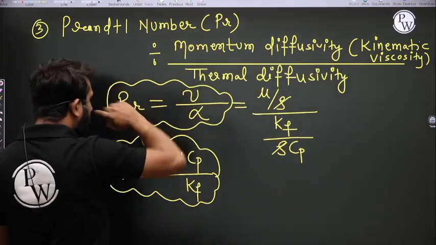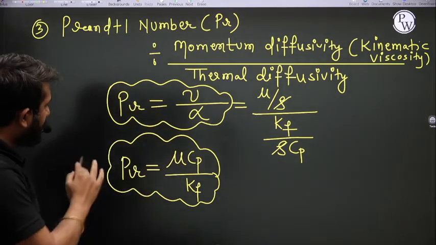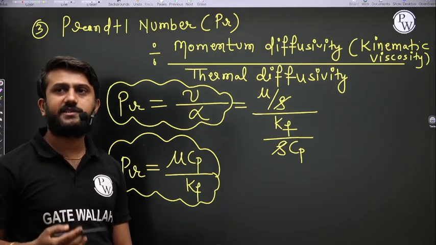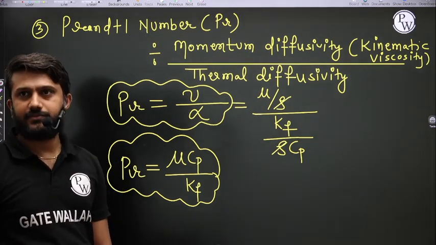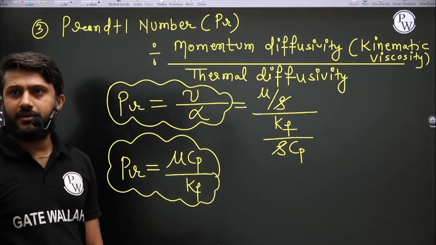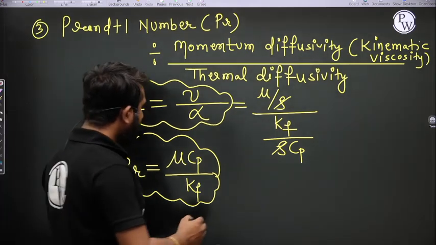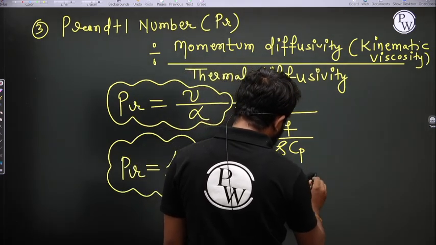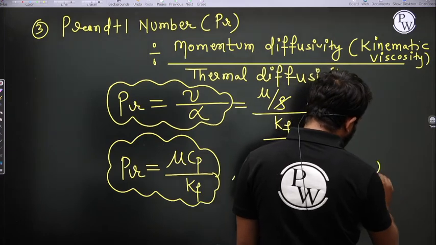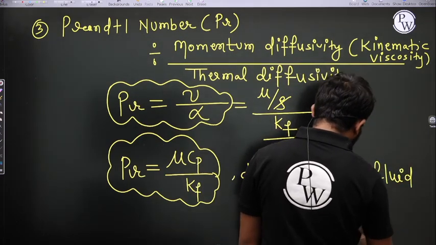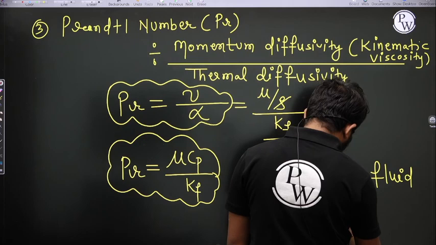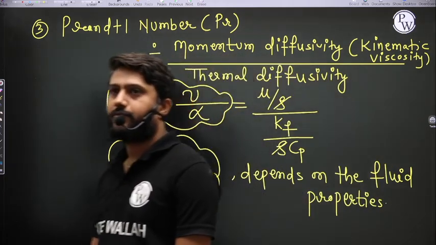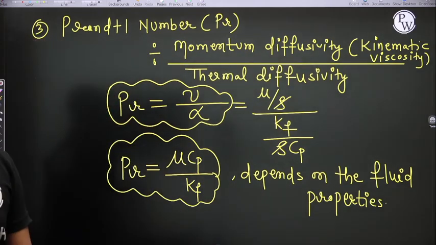From this mathematical expression it is very clear that the Prandtl number is a function of the fluid properties. Prandtl number depends on the fluid properties. Is it fine? Now, what is the significance of the Prandtl number?